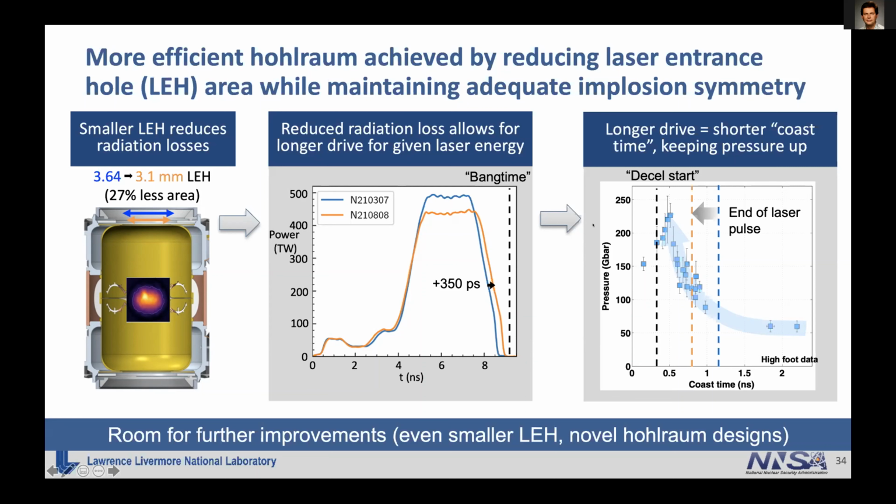And to quantify it, the plot on the right shows you what the pressure was in implosions as we changed this time difference between when the laser turned off and the bang time. We call that, colloquially, coast time. So as we reduce this coast time, in this particular case by 350 picoseconds, we expect the pressure to almost double. That's a large effect. And so that we think is one of the principal reasons for that.